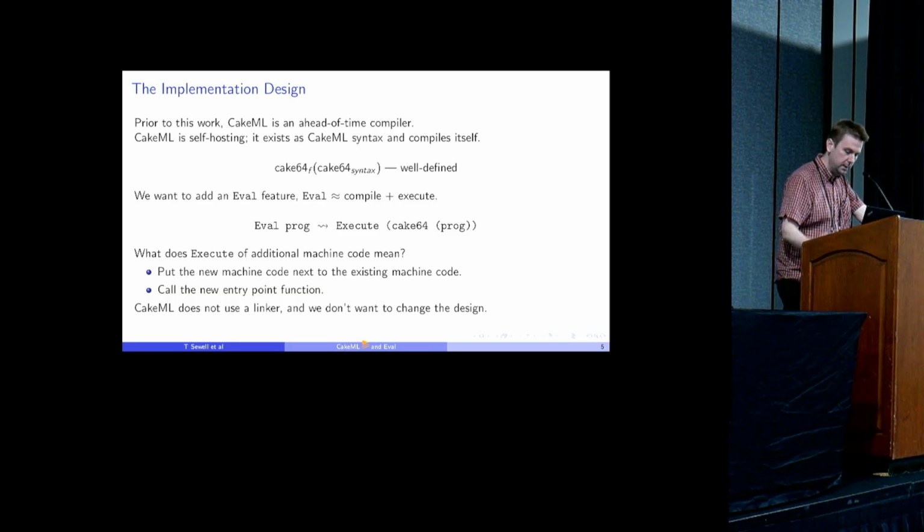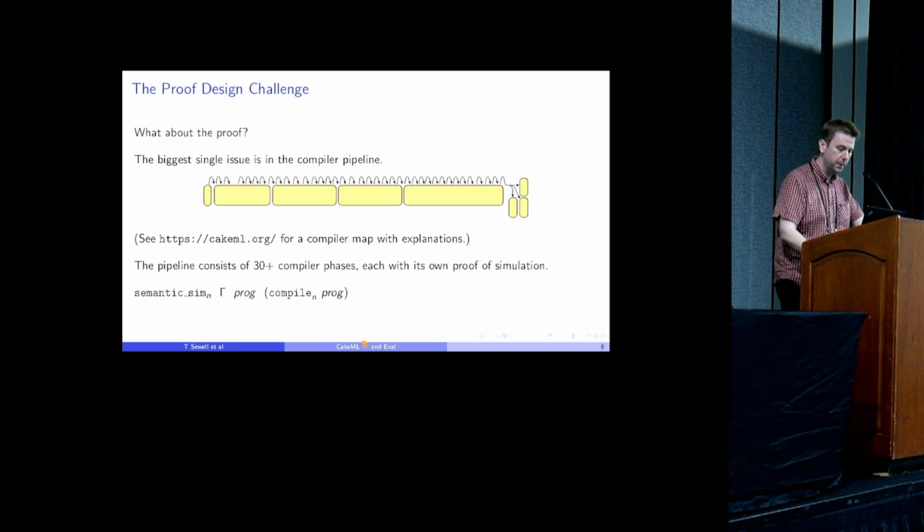What does execute mean here? It means, for the moment, just stick the new machine code right next to the existing machine code and call into it. We're not using a linker, so it's all a little bit of a special case. It's partly because we don't want to go back and rerun the design, replay large aspects of the CakeML verification. Okay, so that's the implementation we're trying to build.